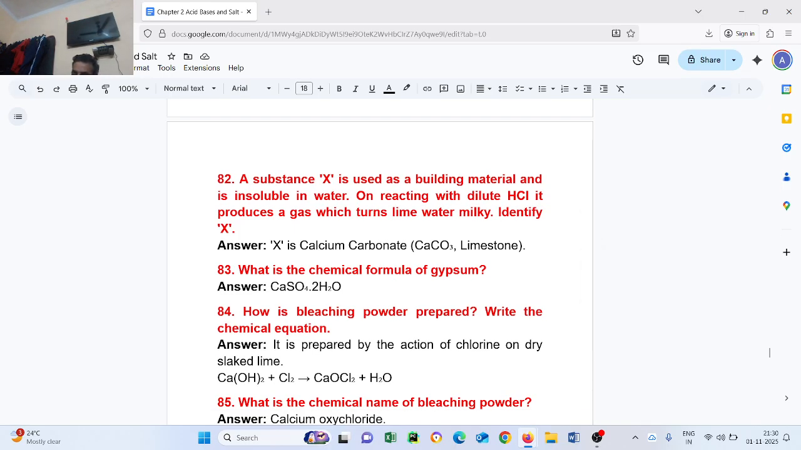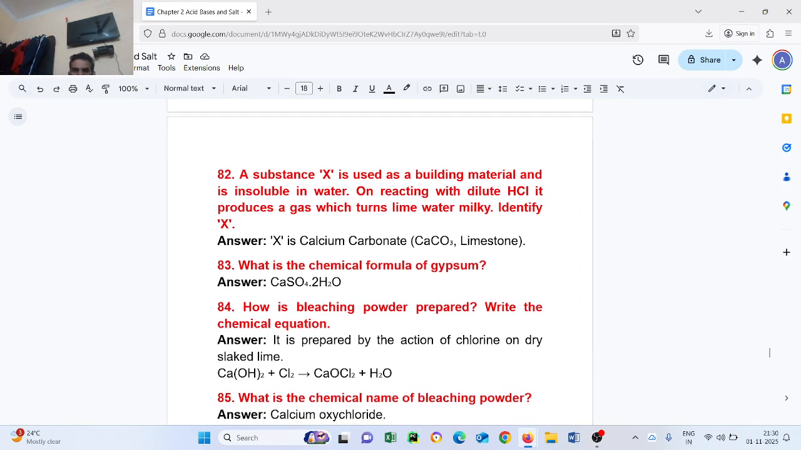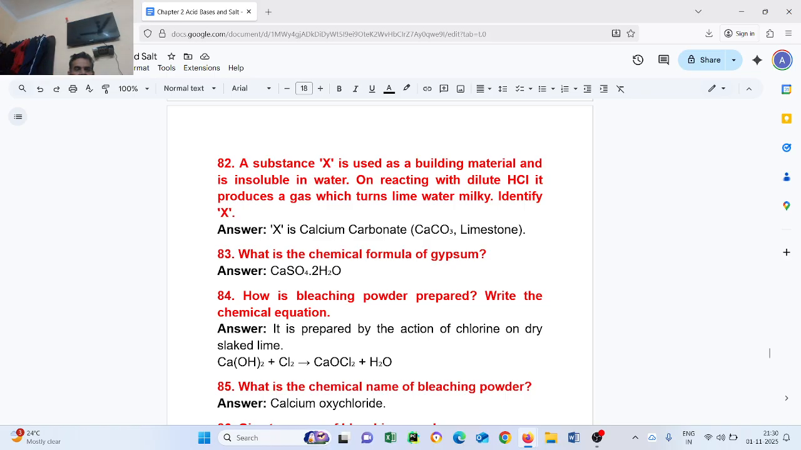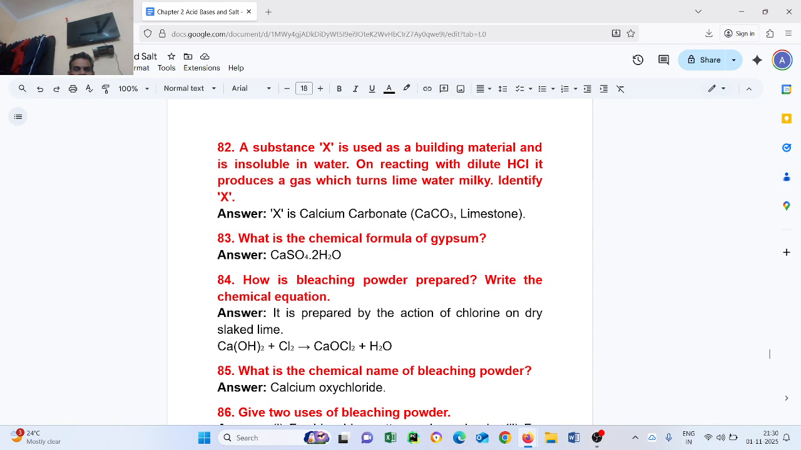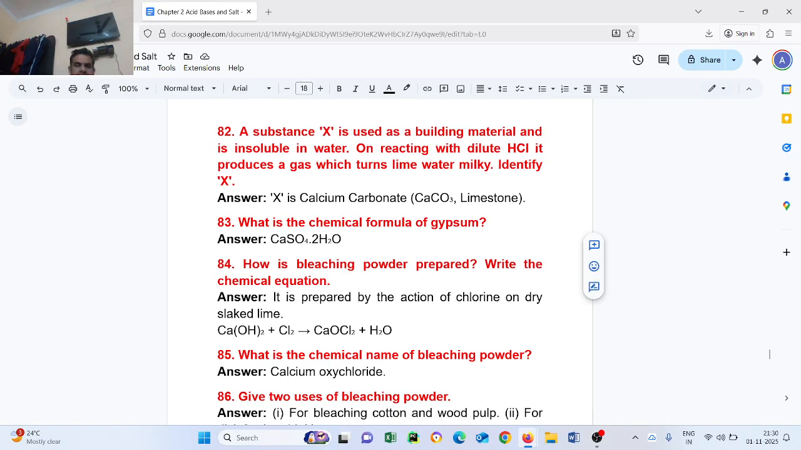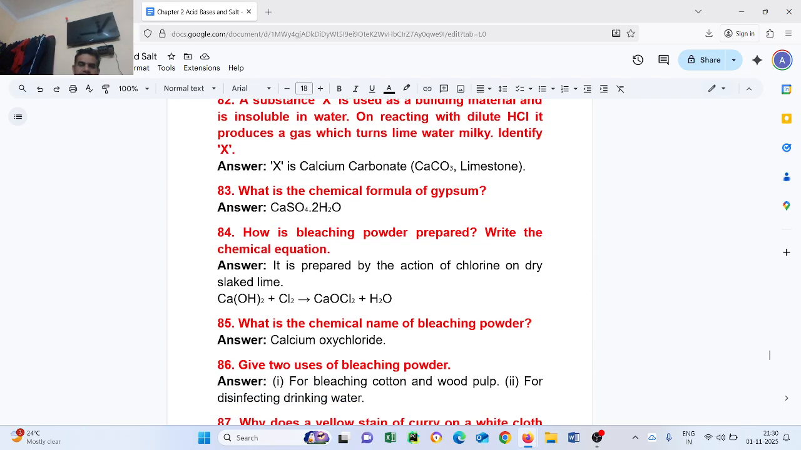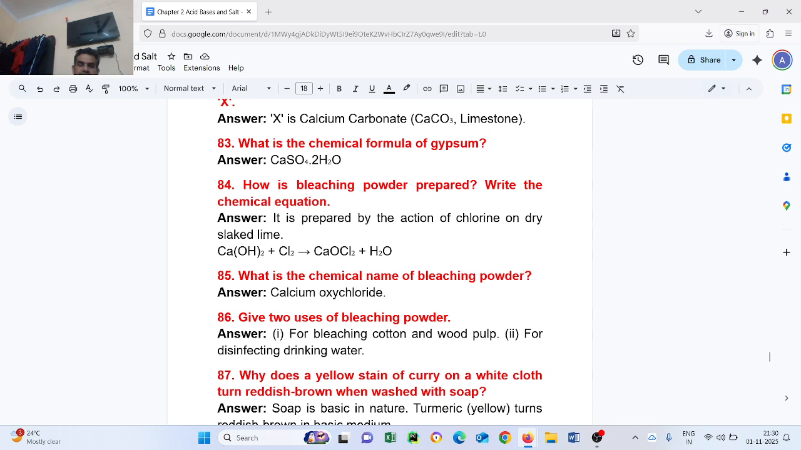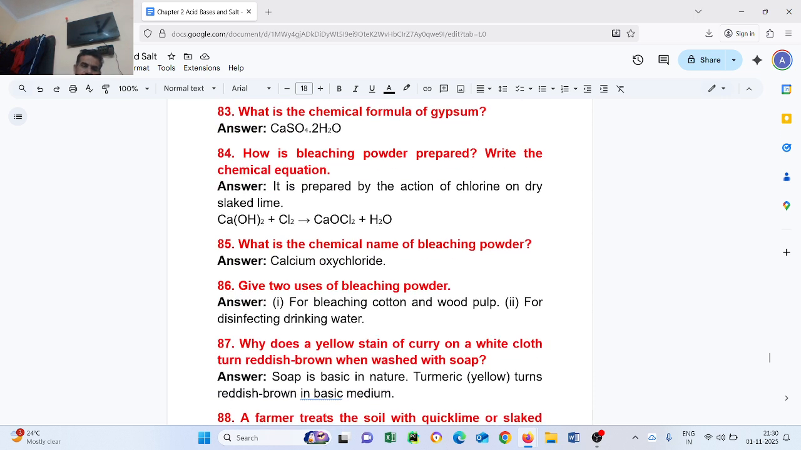calcium carbonate, CaCO3, limestone. Question number 83. What is the chemical formula of gypsum? CaSO4·2H2O. Question number 84. How is bleaching powder prepared? Write the chemical equation. It is prepared by the action of chlorine on dry slaked lime: Ca(OH)2 plus Cl2 gives CaOCl2 plus H2O.